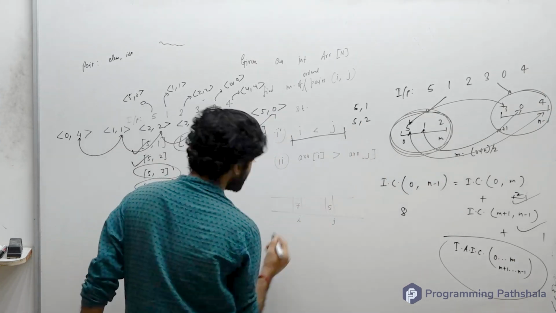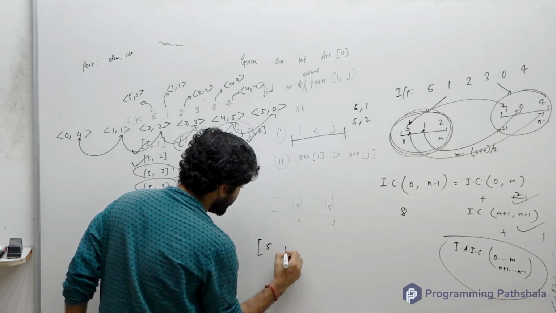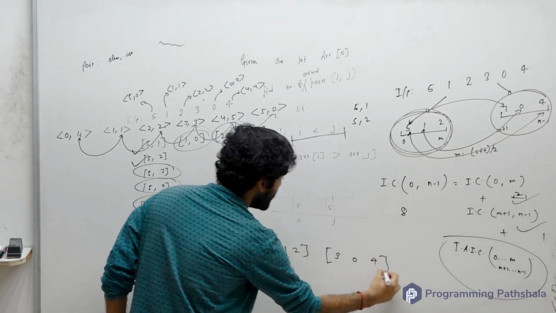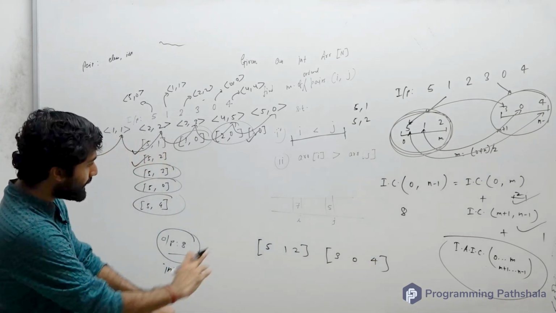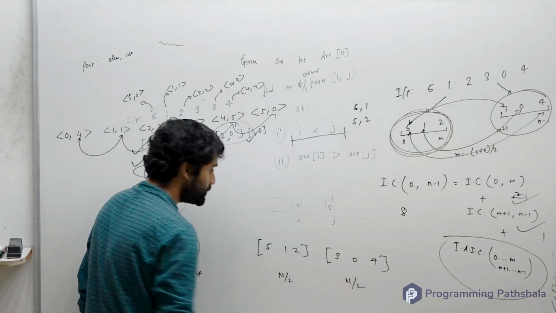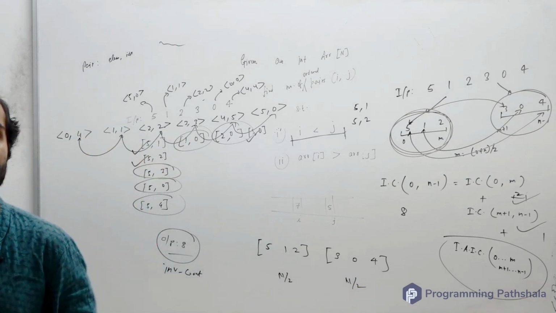See, my first array is 5 1 2 and the second array is 3 0 4. If I ask you to find the inter-array inversion count, the size of this is n by 2 and the size of this is n by 2. Can you tell me how much time it will take for you?